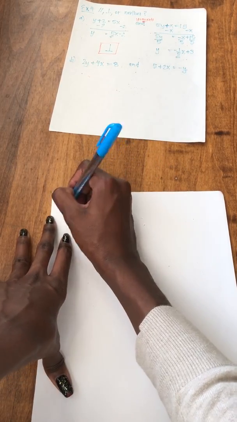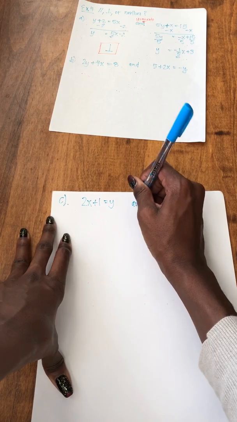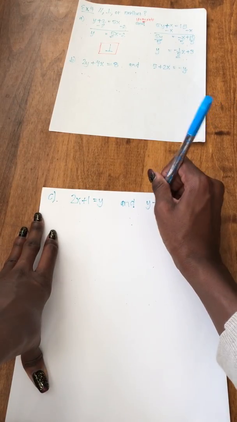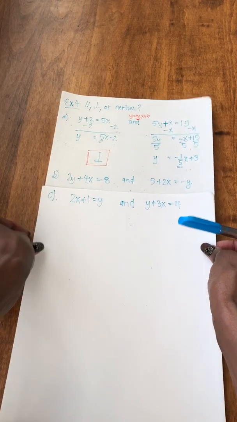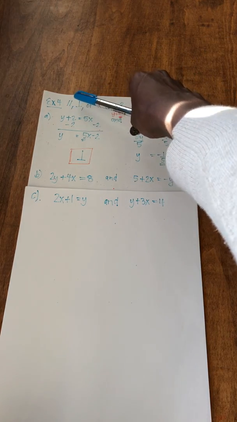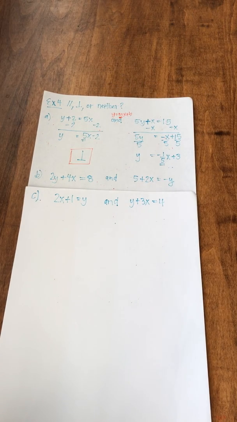So for C, we have the equation 2x plus 1 is equal to y, and y plus 3x is equal to 4, okay? So for B and C, I want you to do those problems for me and turn them in. And I want you to tell me whether the equations are perpendicular, parallel, or neither, okay? And you base that off of what the slope is. All right, so I'm gonna go ahead and stop here, and we will wrap up the other questions in this section later.